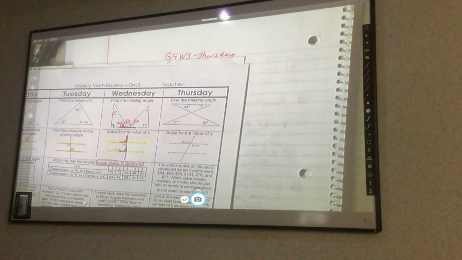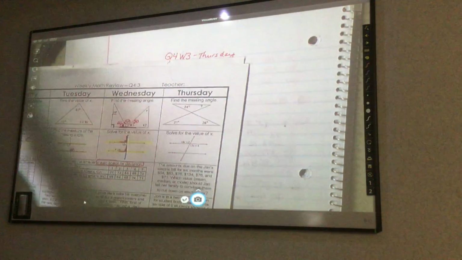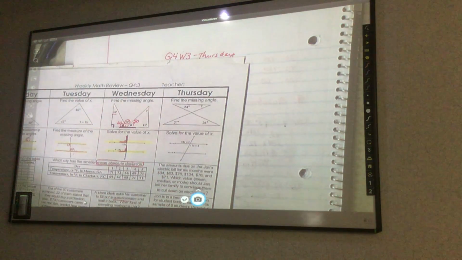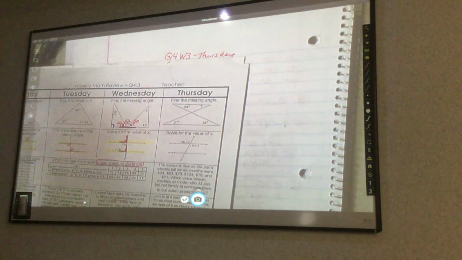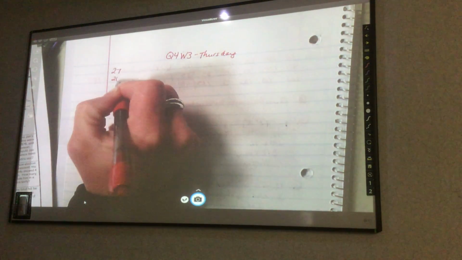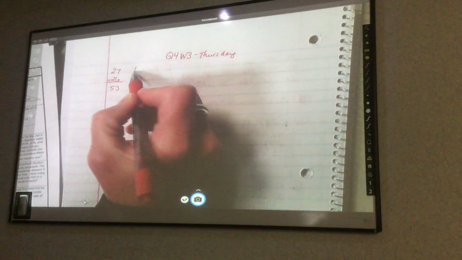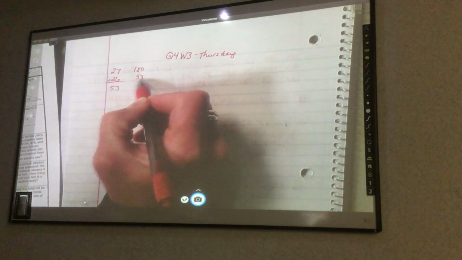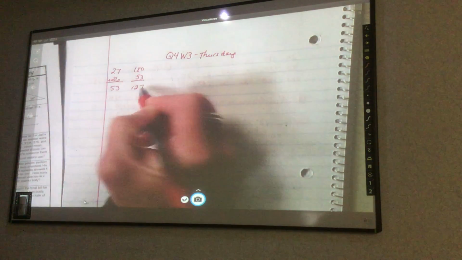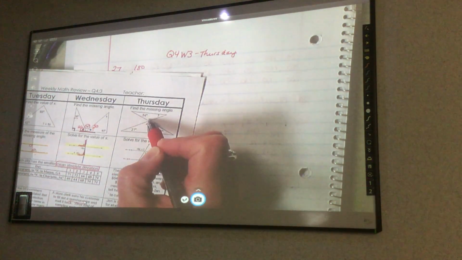What am I gonna add first? 27 and the 26, which equals, what does it equal? 53. So I do 27, 26 equals 53, and I subtract that from 180, and I get 127. So if this is 127 right here, what's this one?